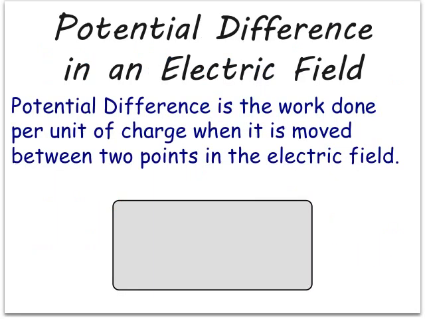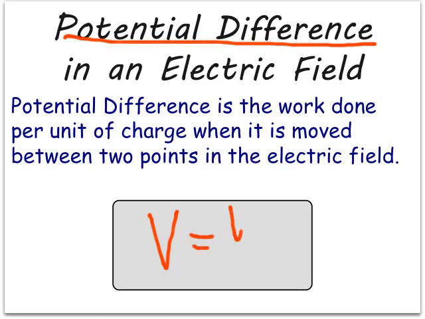Okay, potential difference, essentially voltage in an electric field, is the work done per unit of charge when it is moved between 2 points in the electric field. Looking at this formula, voltage or potential difference is equal to the work done divided by the unit of charge.